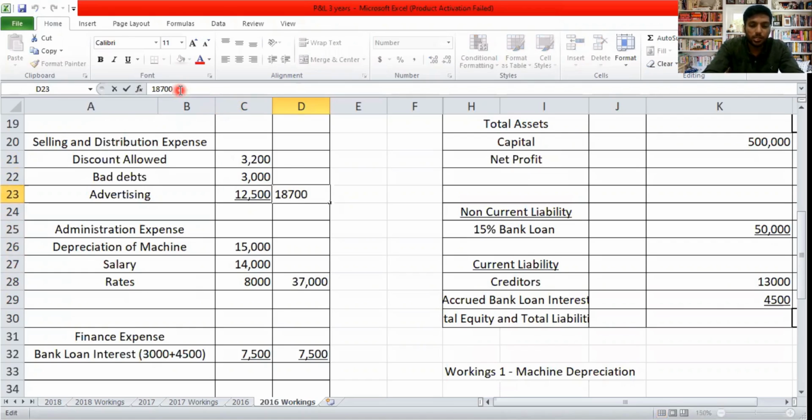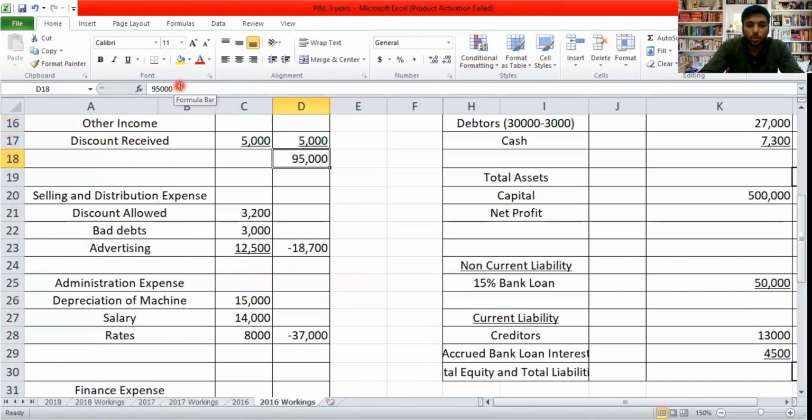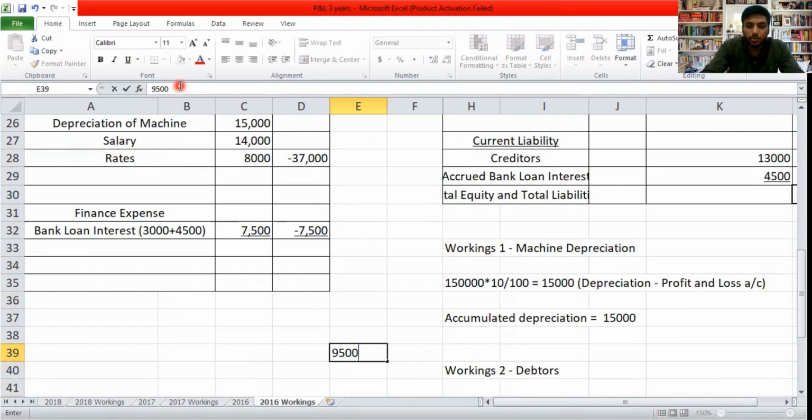Let me remind you, these are all expenses, so you need to show them as a minus figure on paper. And 37,000 also you need to put in brackets, right? So this is also a minus figure. And 7,500 is also a minus figure. So 18,700 plus 37,000 plus 7,500 will give you 63,200. So 95,000, I'm just doing it for your understanding, minus 63,200 will give you a net profit of 31,800.